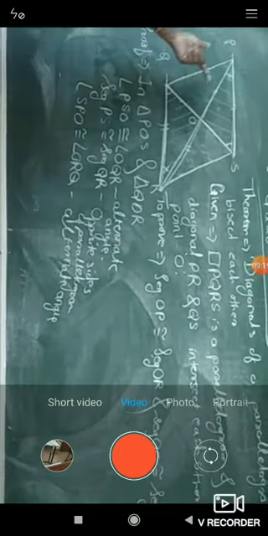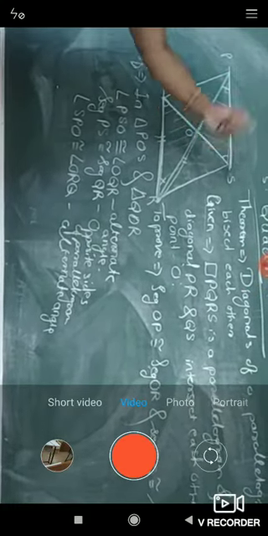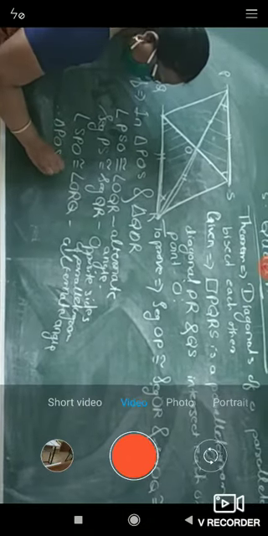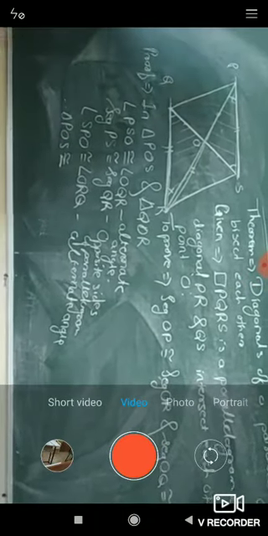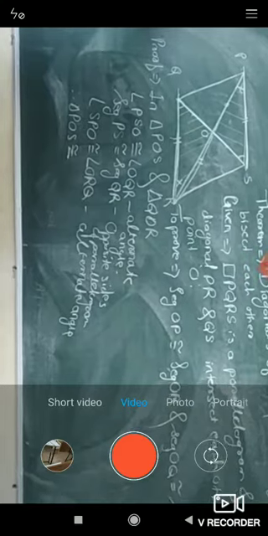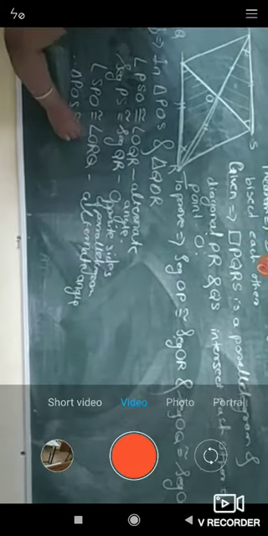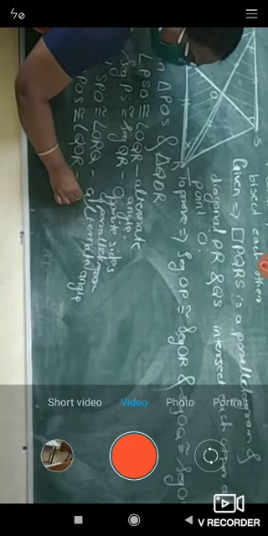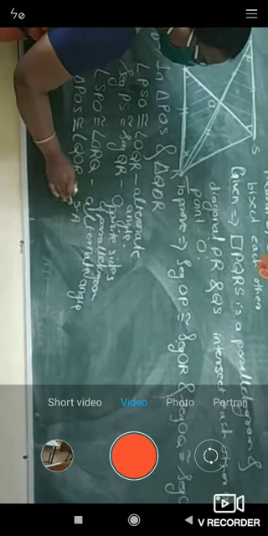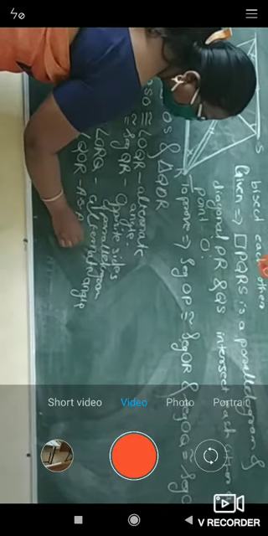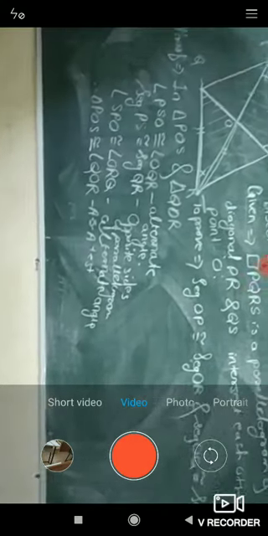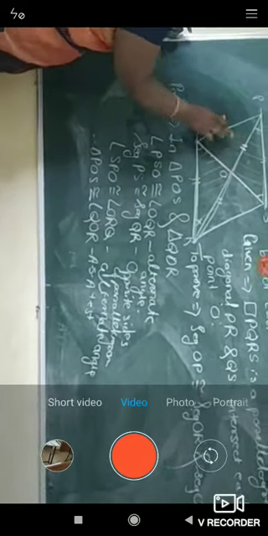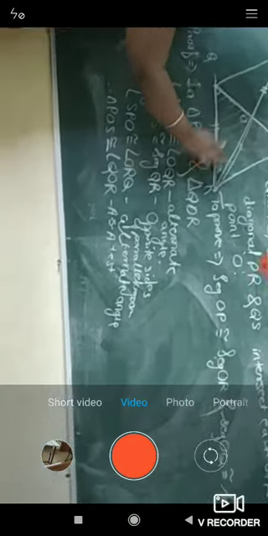And therefore, which two triangles are there? Triangle POS is congruent to triangle QOR. By which test? A test of congruence. Okay. And once they are congruent to each other, their corresponding sides are also congruent. Which are those corresponding sides? OP is congruent to OR.